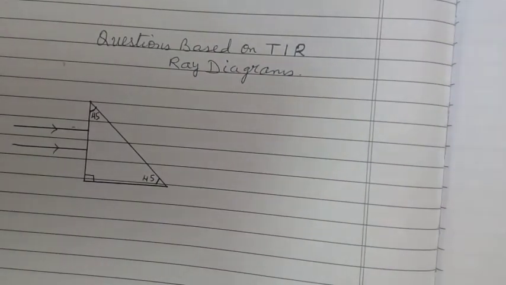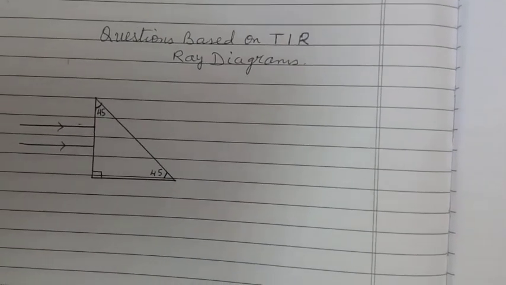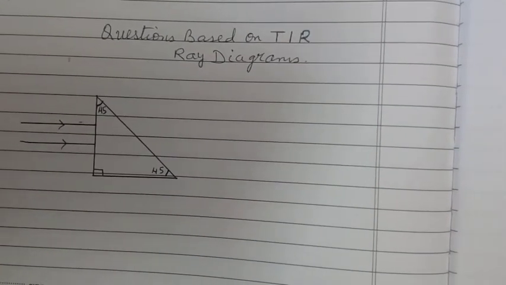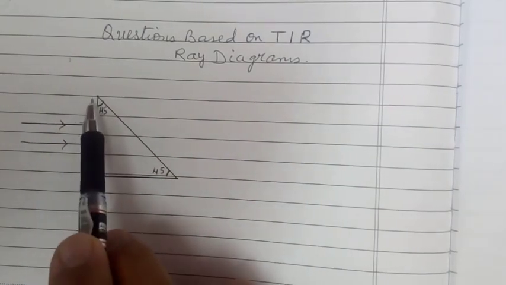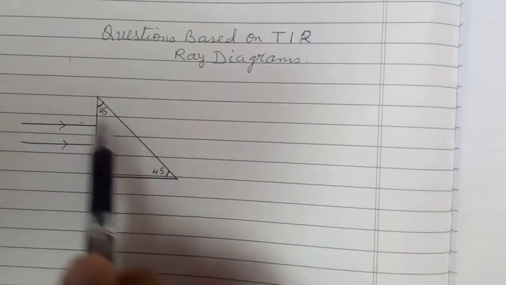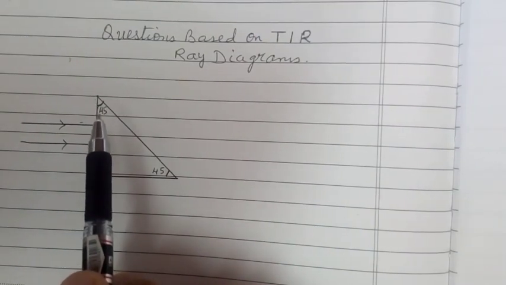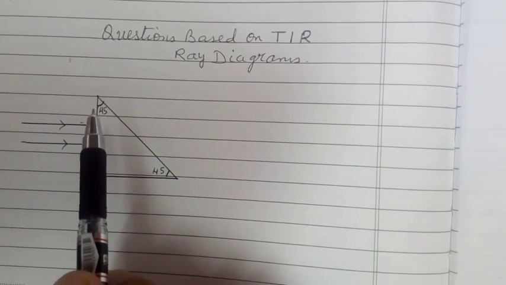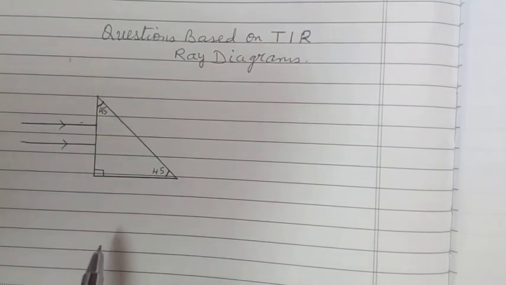Let us now do some practical applications of total internal reflection of light. The very first application is based upon this concept of prism. This kind of prism is a right angled prism. I had told you about refraction through a prism that was equiangular or equilateral. But prisms can be of different shapes.